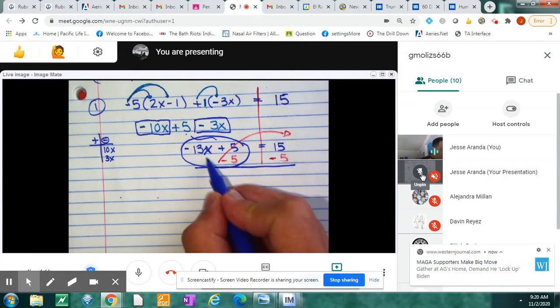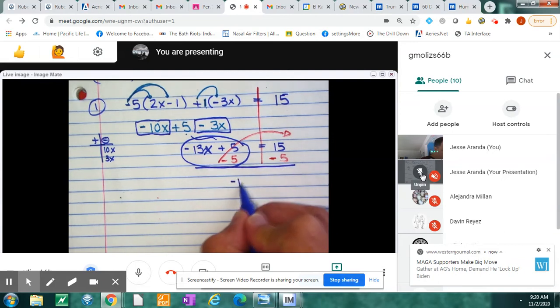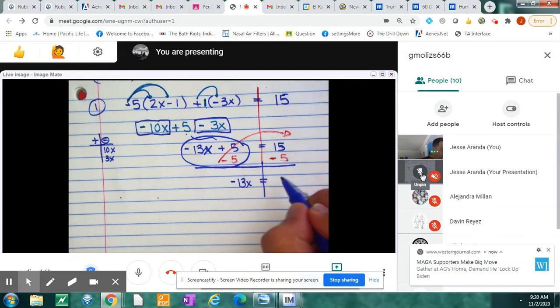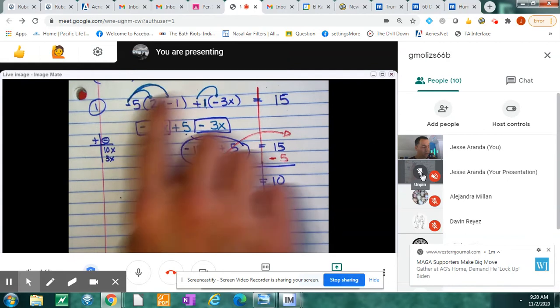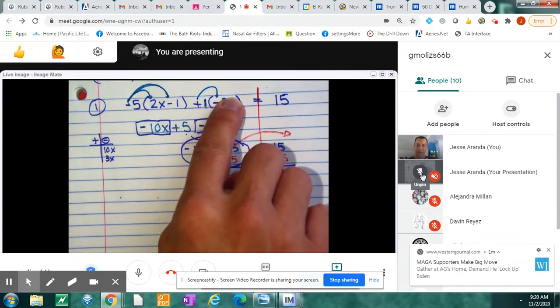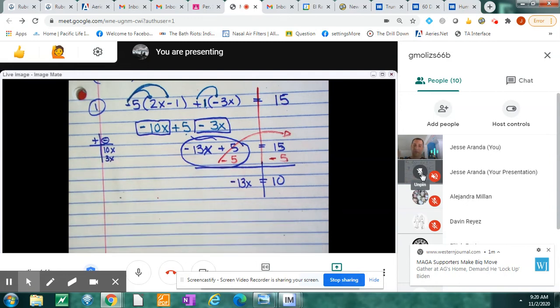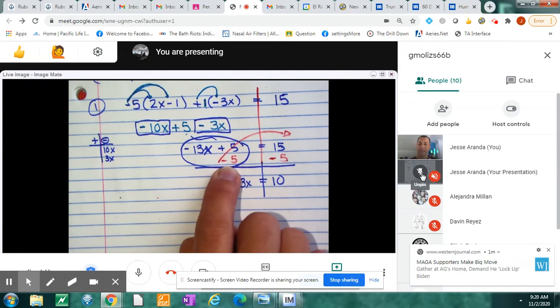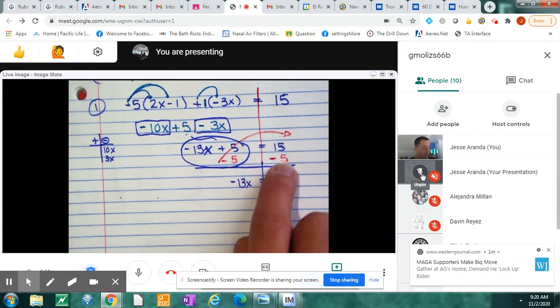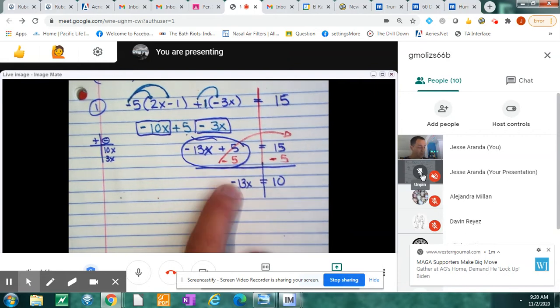So then we bring down the negative 13x. Bring down the equals. And now what's 15 take away 5? That's 10. Okay, you see that? So what did we do first? We did the multiplication, right? We did combine like terms. Then now we're going to start throwing things away. So now it's a plus 5. I have to put a negative 5. I have to make it a 0. So I do it on both sides. Then you add them, drop this down.